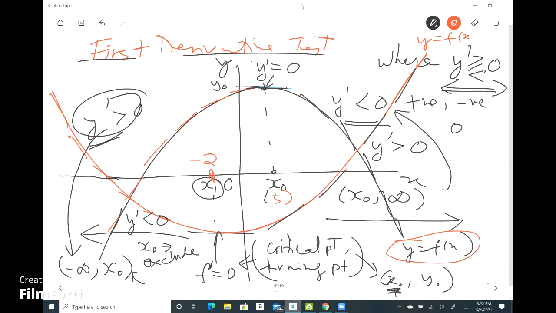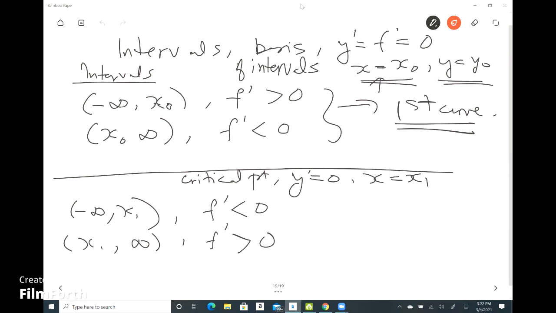Suppose 5, we give a specific value. Now you have the interval from negative infinity to 5, and here 5 to infinity. Again, positive, negative. And for the other interval, I have negative infinity to negative 2, f prime is negative. Negative 2 to infinity, I got f prime positive. Okay, one more example.